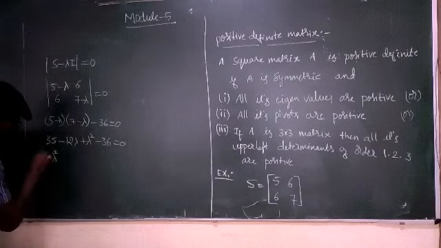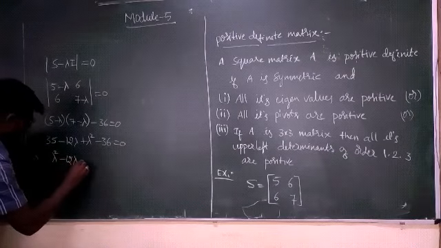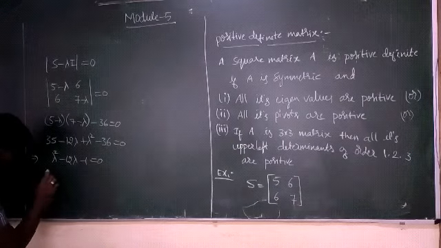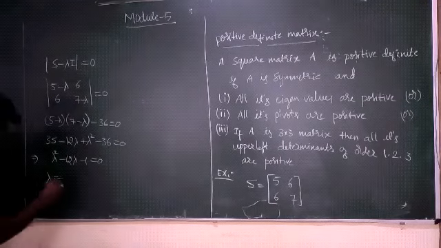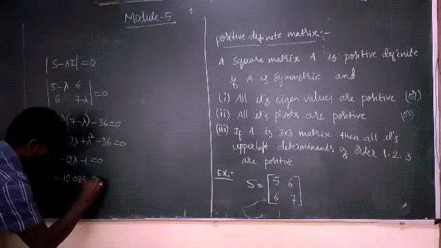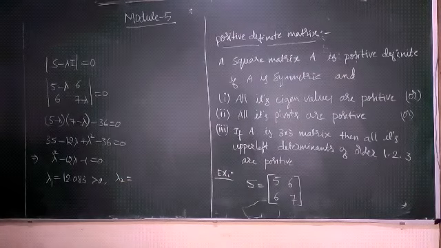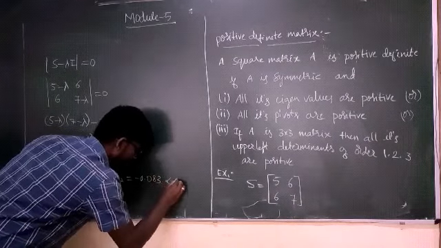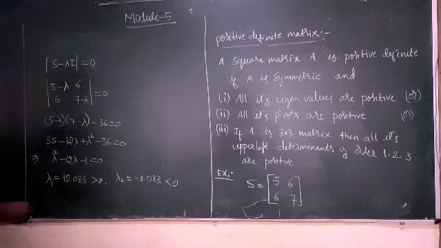Which implies lambda square minus 12 lambda minus 1 is equal to 0. Therefore, we get lambda 1 equal to 12.083, which is greater than 0, and lambda 2 as minus 0.083, which is less than 0. Therefore, the given matrix is not a positive definite matrix. And this is test 1.